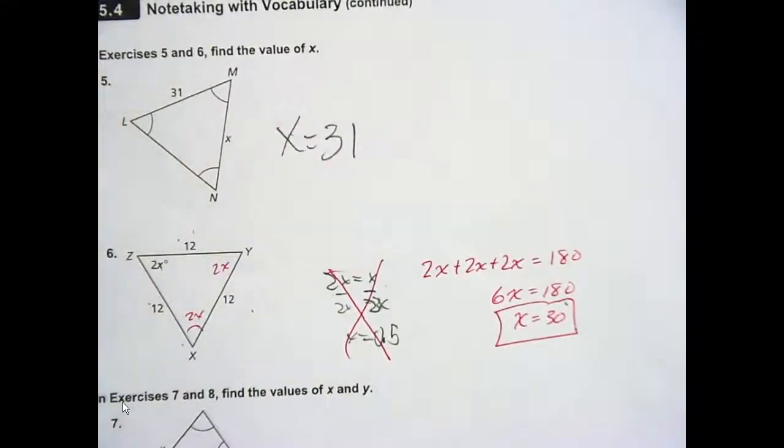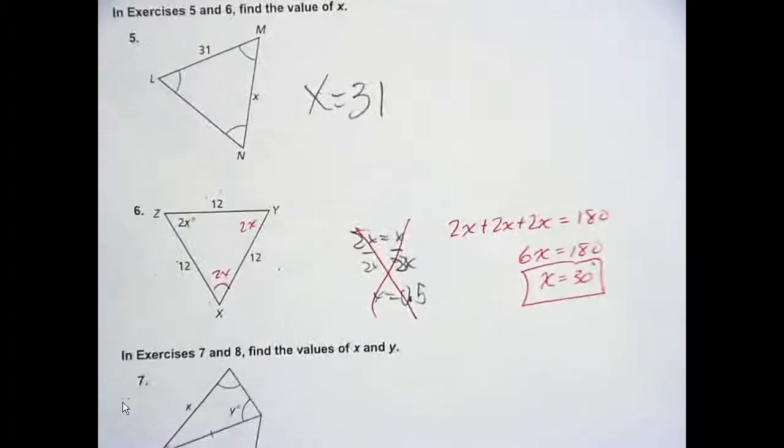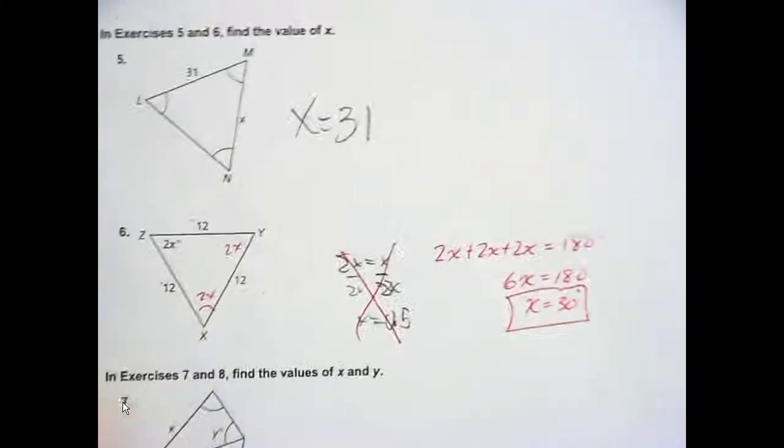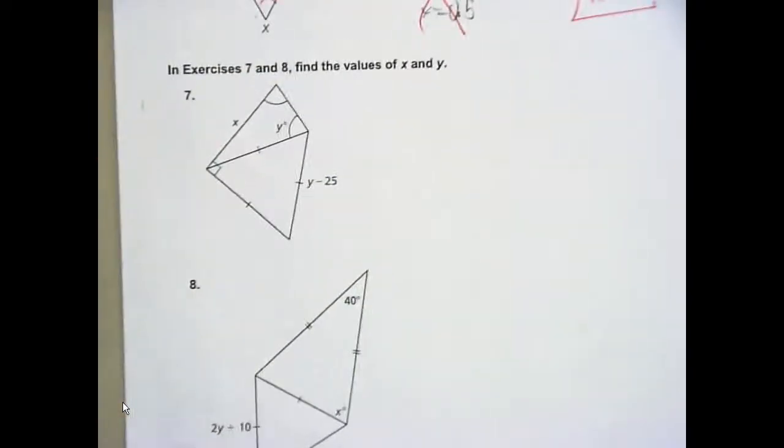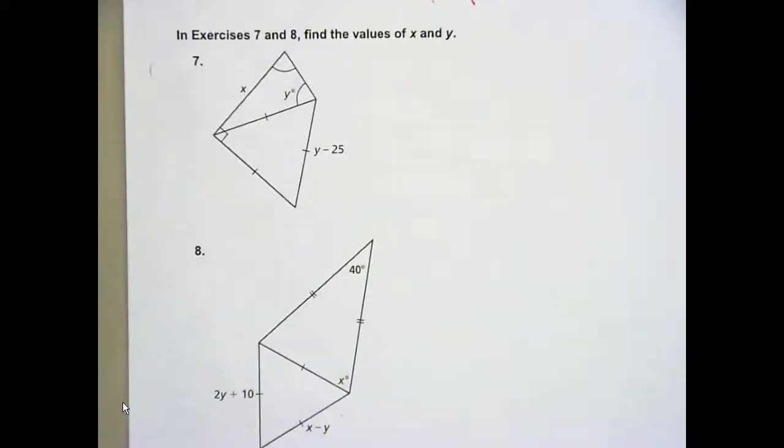Okay. Hey, that's all right. Drew, thank you for coming up, giving it a go. All right. Any questions? Thank you for going up there, Drew. Number 7 and 8. Give them a go. Work together.